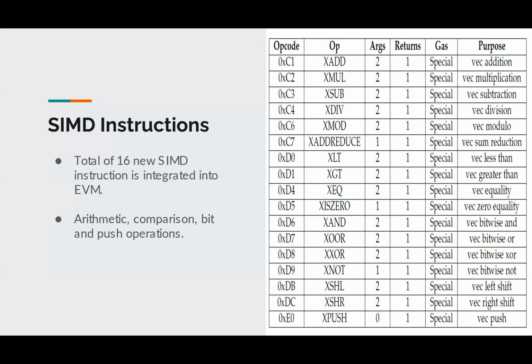The SIMD instructions we have added look like the table. We have added 16 different types of SIMD instructions, which contain arithmetic, comparison, bit and push operations. We have assigned some gas to those operations, which will be seen in the next slide.